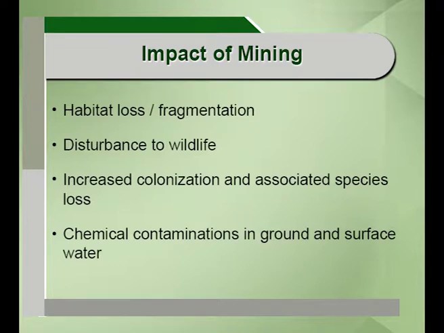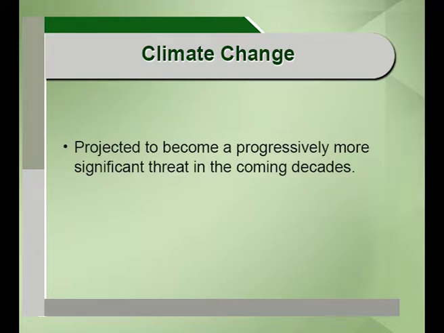Toxicity impacts to organisms, altered landscape and increased erosion and siltation, persistent toxicity to organisms, loss of original vegetation and biodiversity. The next important driver of biodiversity change is climate change. We all know climate change is occurring. The projected impacts of climate change will become progressively more significant in coming decades.